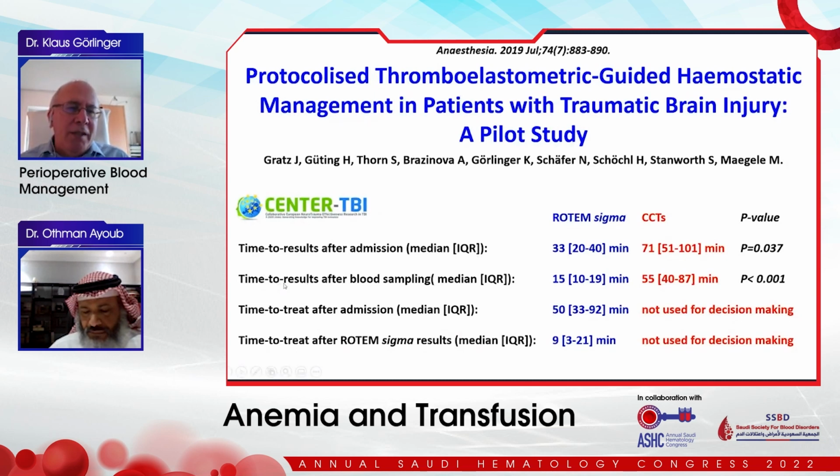And what you see is that the time to result after blood sampling, and of course for standard lab as well as for ROTEM, we need a blood sample, was just 15 minutes with a range from 10 to 20 minutes in the ROTEM Sigma group, where it was 40 minutes longer for the standard coagulation test.